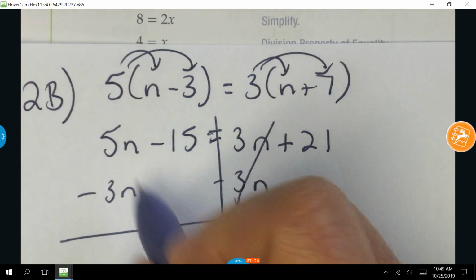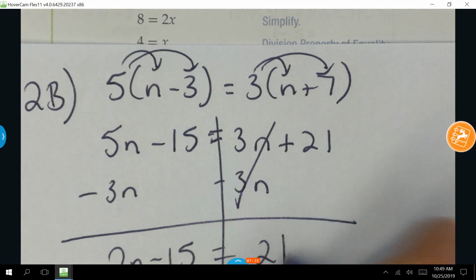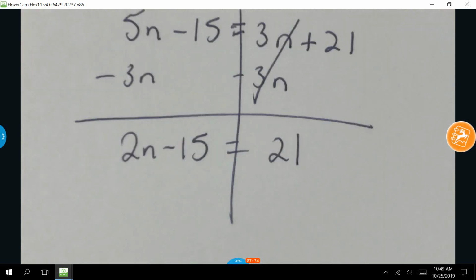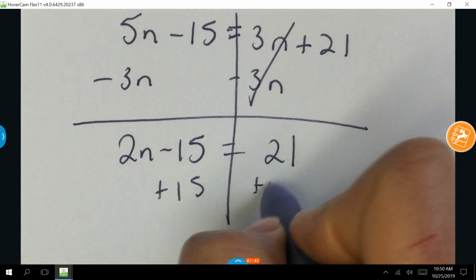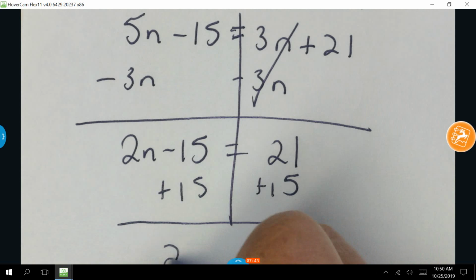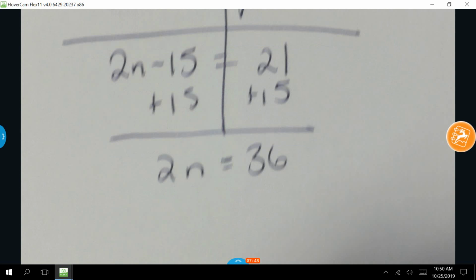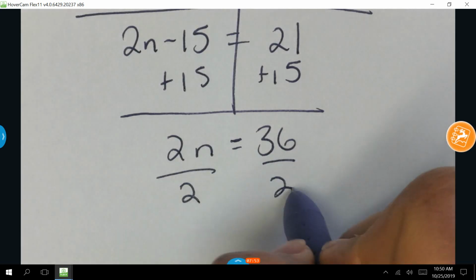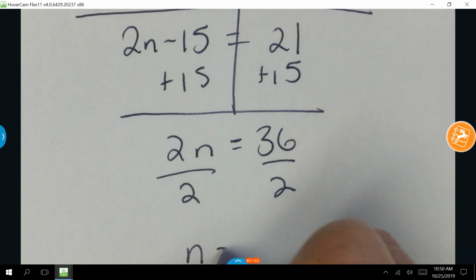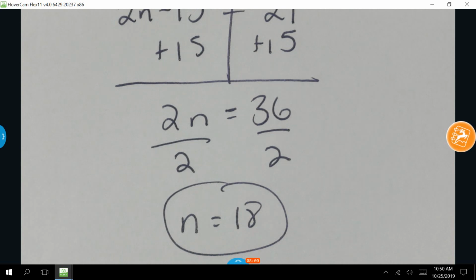That cancels on that side. You're left with 2n minus 15 equals, bring down the 21. Now what am I going to do? Add what? Thank you. Add 15 to both sides. 2n equals 36. Then what do I do? Divide by what? Divide 36 by 2. Yes, I knew what you meant. So n equals 18. Is that what you guys got?